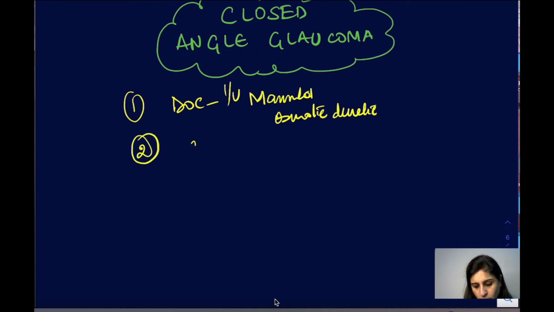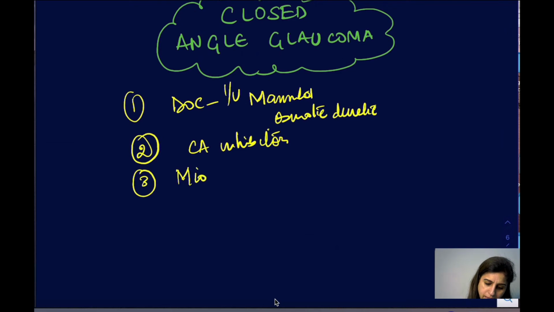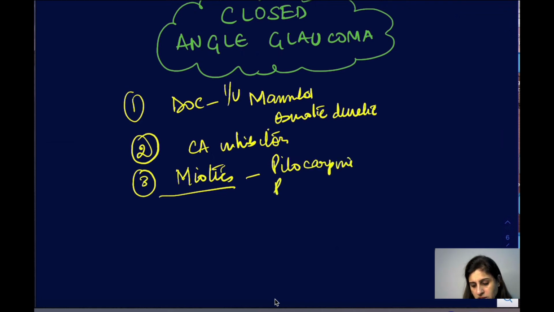Second, we can give carbonic anhydrase inhibitors here also, because they will reduce production, that is helpful. Third, here there is a bigger role of miotics, because they will decrease the size of the pupil and give way to the angle to widen. So here we have the role of pilocarpine and physostigmine.